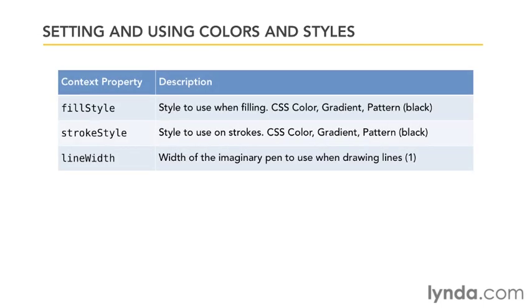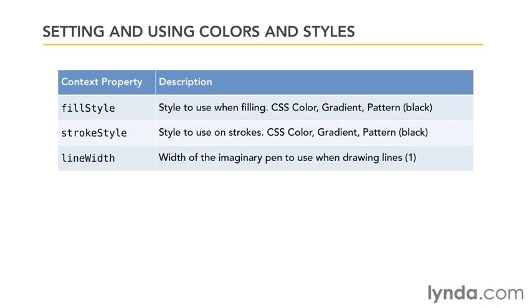And there's three properties. The first is the fill style, and that's the style to use when filling a shape. And you can set this to anything that you would normally set a CSS color property to. So for example, you can use a CSS color or a gradient or a pattern, and this defaults to black if you don't set it. And we'll take a look at gradients and patterns later. We'll focus on colors for now.